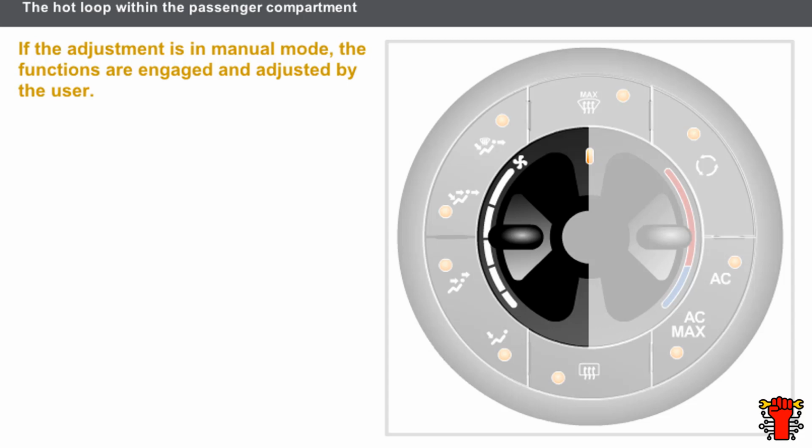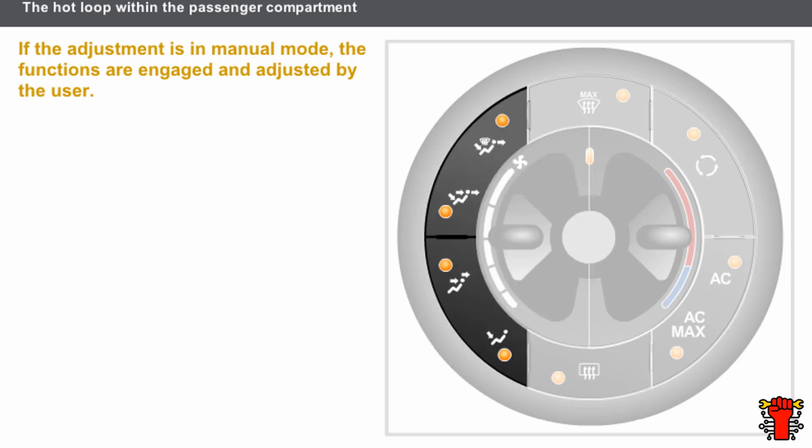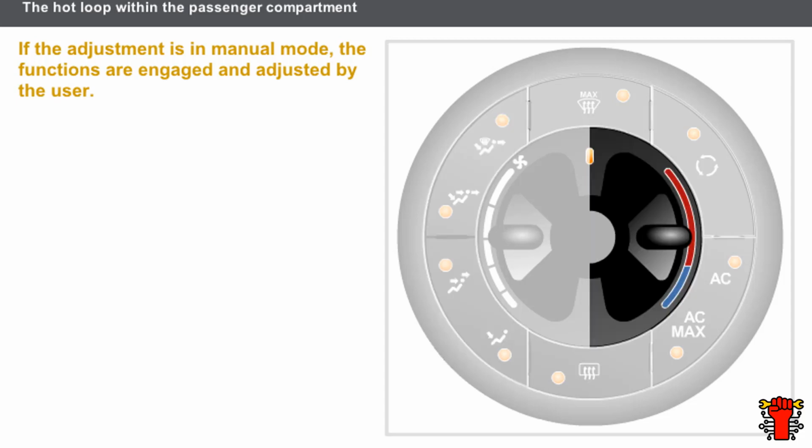The ventilation function allows the passenger compartment fan speed to be adjusted. The air distribution function affects the position of the distribution flaps. The temperature function affects the mixing of the air from the cold loop with the air from the hot loop.